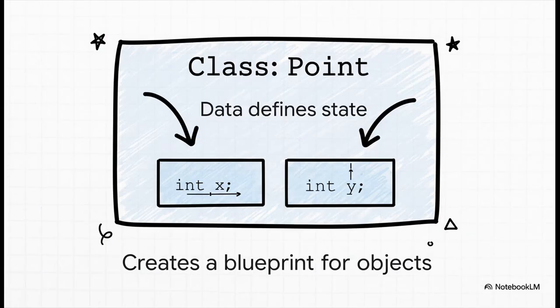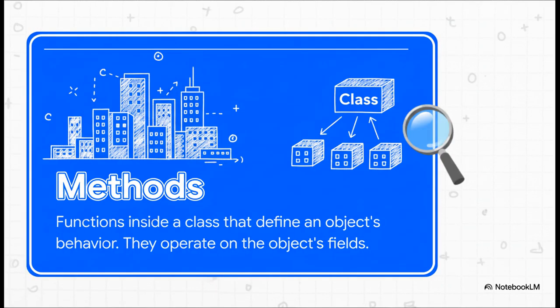And here's what that blueprint looks like in code. It's really that simple. We use the class keyword and give our new blueprint a name, point. Then, inside the curly braces, we just declare the variables that will make up its state, an integer for X and an integer for Y. And just like that, we've defined a brand new type of data for our program. So that's the data, the state. What about the behavior, the things our object can do? Well, in Java, we define behavior using methods.